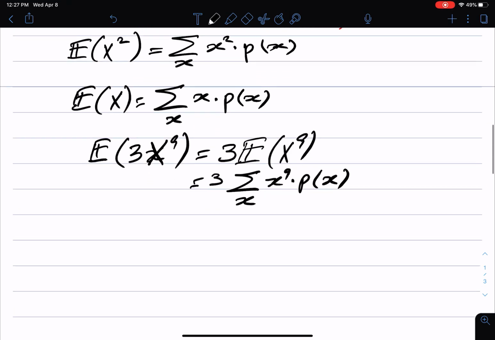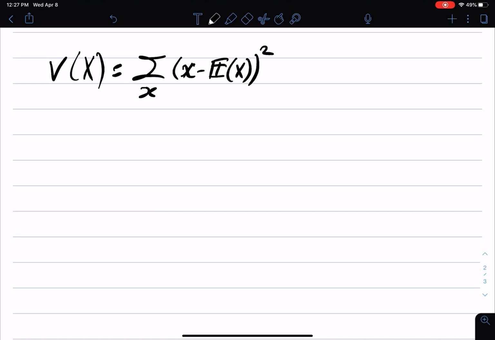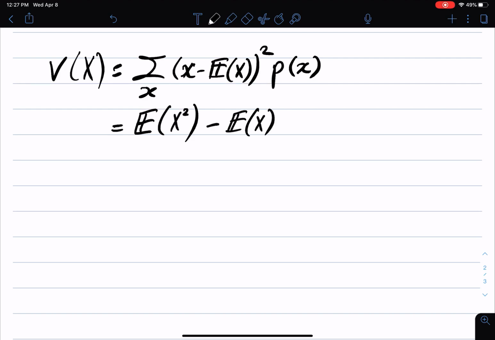Okay, so let me just rewrite them here again to be cleaner. The variance of x, one formula for that is that you sum over all possible values that it takes, and you take these small values minus the expected value of the random variable, squared, times p of x, and you can derive from this that this is the same as computing the expected value of the squared random variable minus the square of the expected value. Okay, and both of them are useful in different cases, so you can use different ones in different cases.